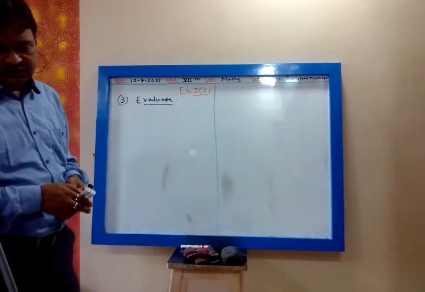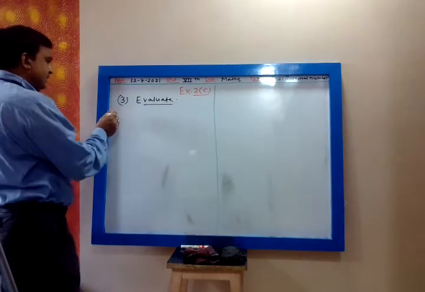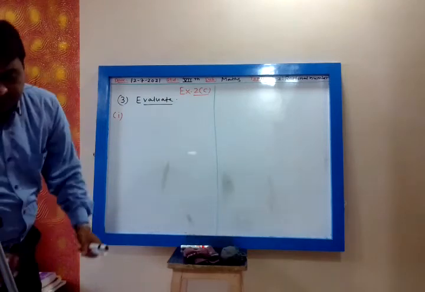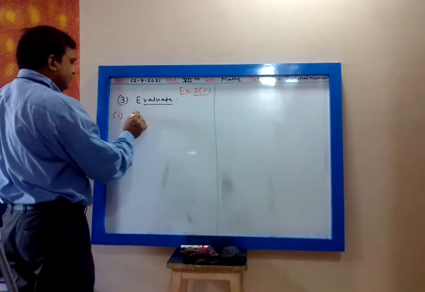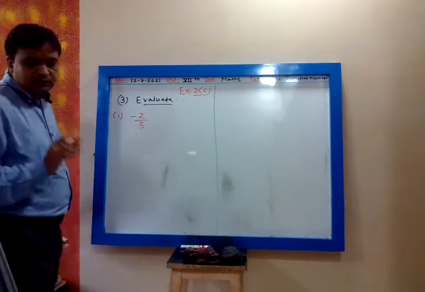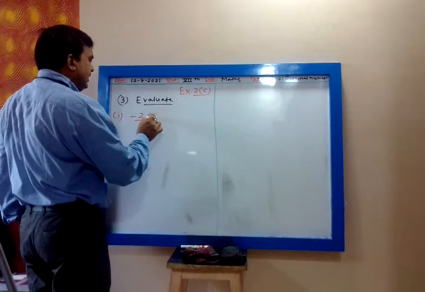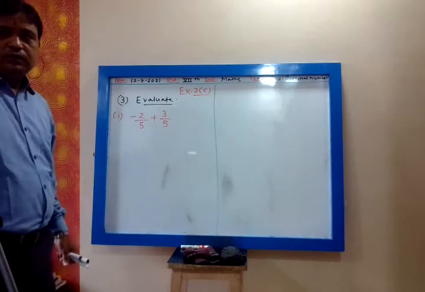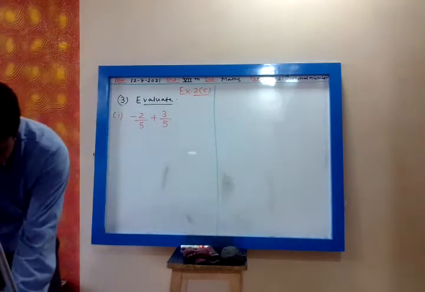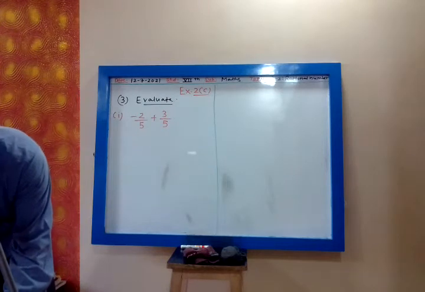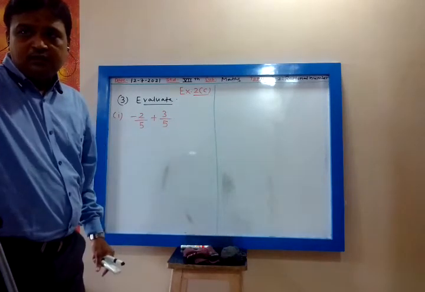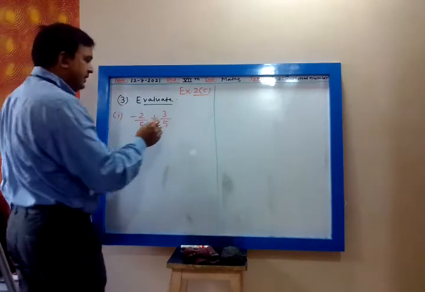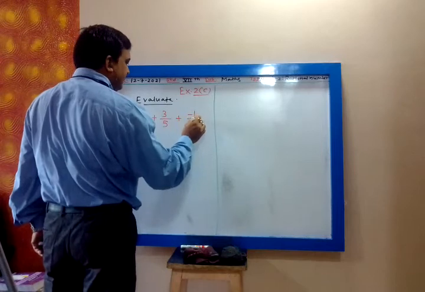Now third, evaluate first part. Yes, 7 is present. Minus 2 by 5. Do not confirm; whatever roll number you have joined, I have marked you present. And if we are writing attendance, 7th roll number 19. Chalo. 3 by 5 plus minus 1 by 5. Minus 1 by 5.